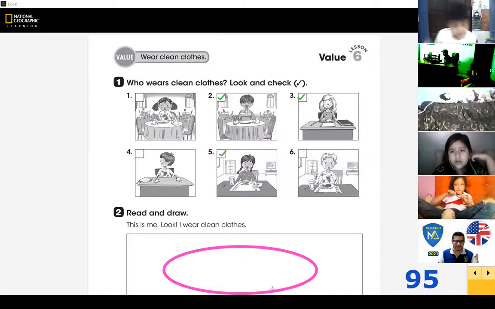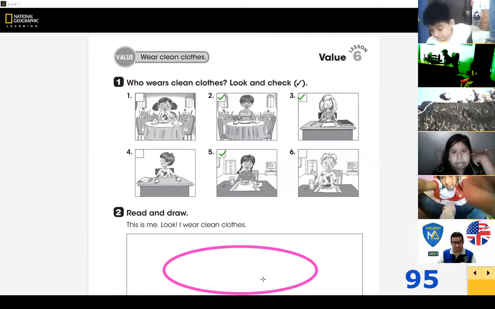Chicos, ahorita se va a cerrar la sesión. Vuelven a ingresar, por favor. ¿Ya? Está a punto de cerrar.